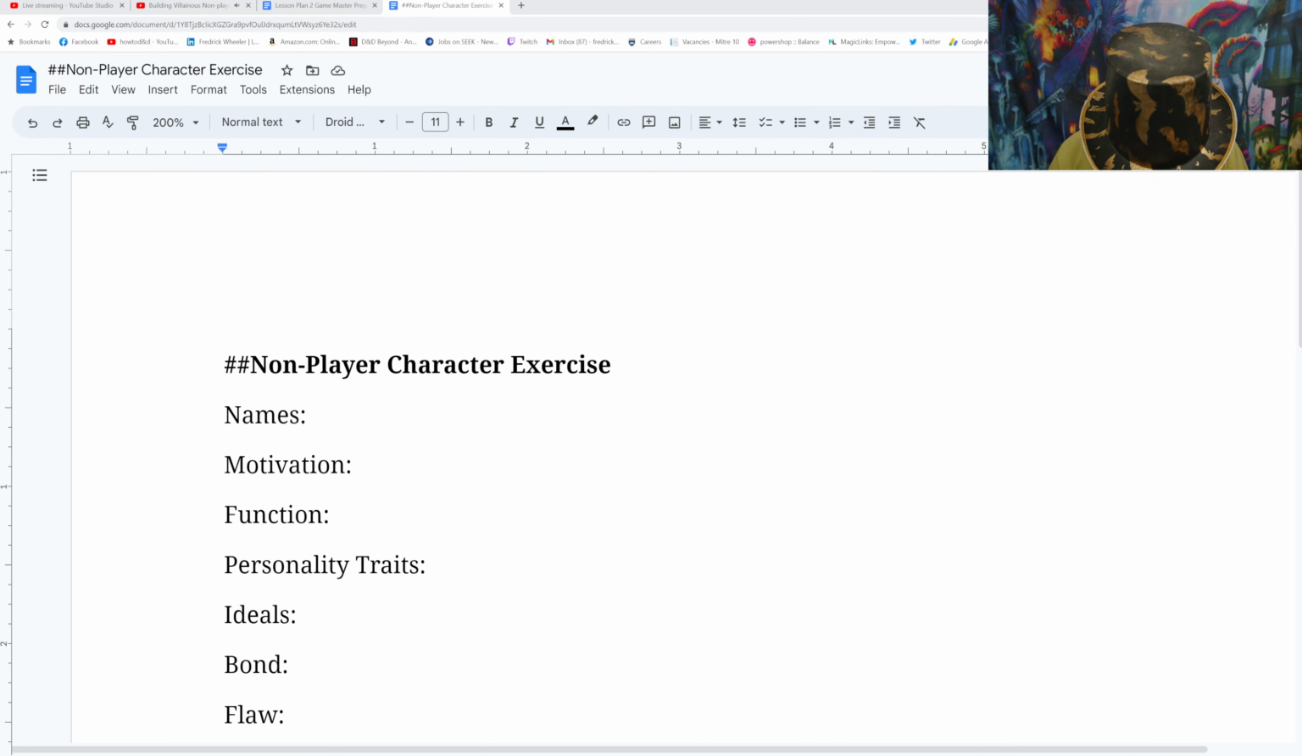Hashtag, create an NPC name. That's what we're going to do first. That's our first task.